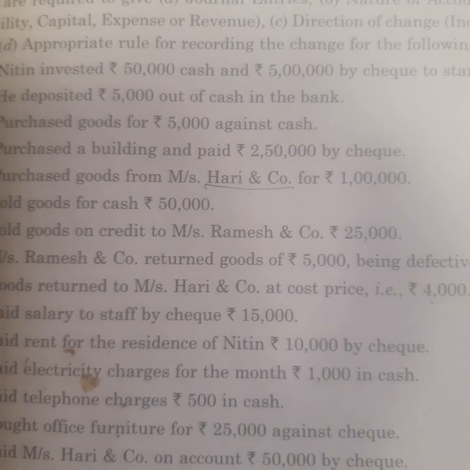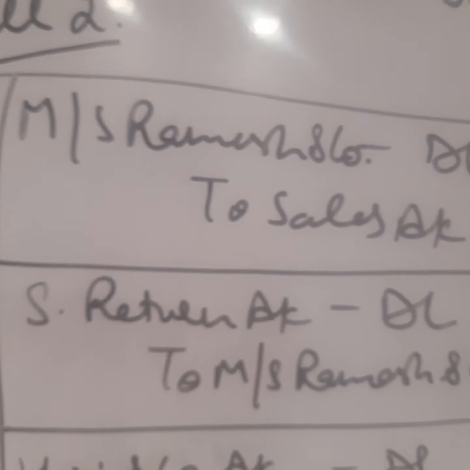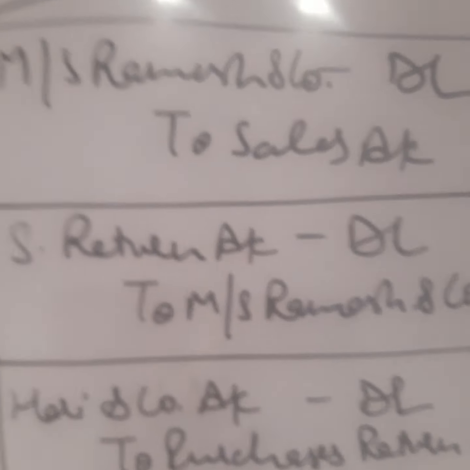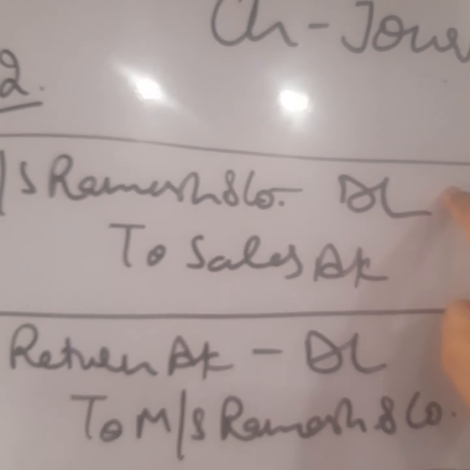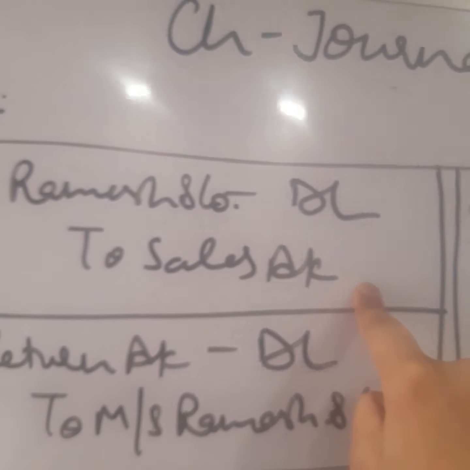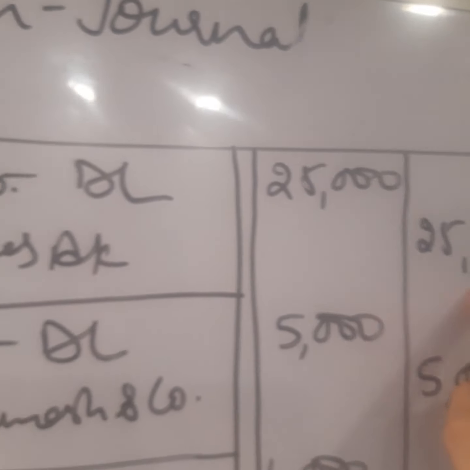Students, continuing with illustration number 2, point number 7 is: sold goods on credit to Messrs. Ramesh and Company for rupees 25,000. So students, in this transaction, one account is Ramesh and Company, the other is the sales account. Ramesh and Company is a debtor, it's an asset, so it will be debited. Sales is our income, so whenever income increases it is credited. So with the amount 25,000 in each.